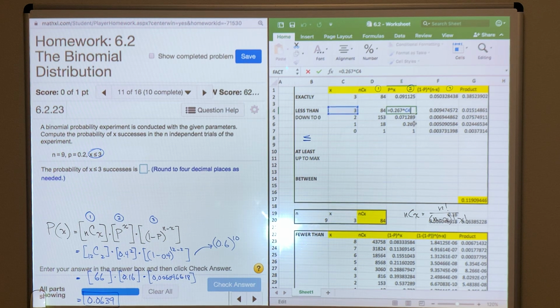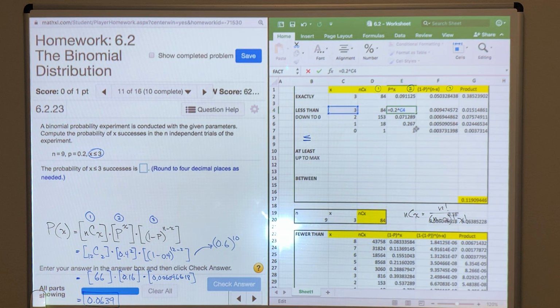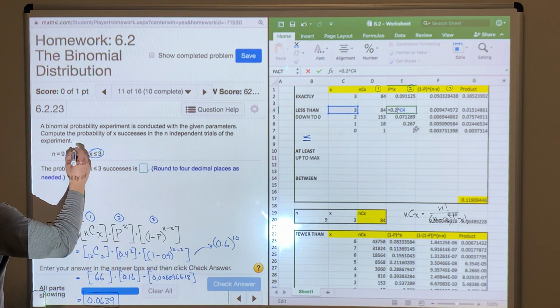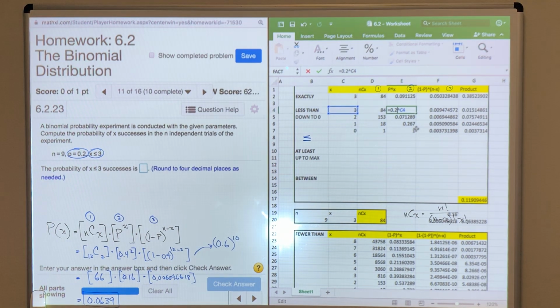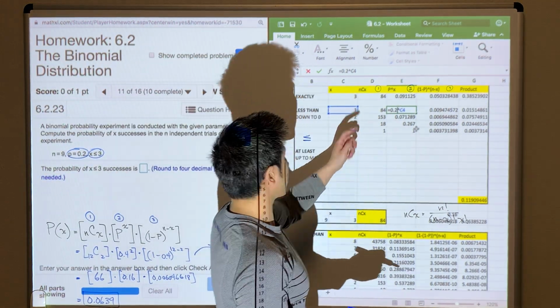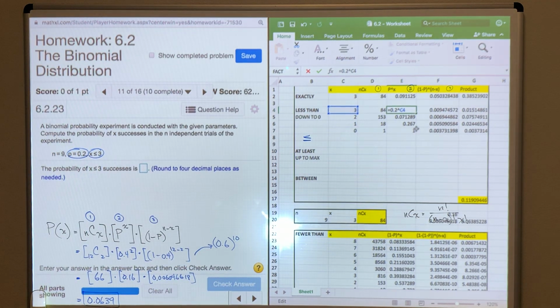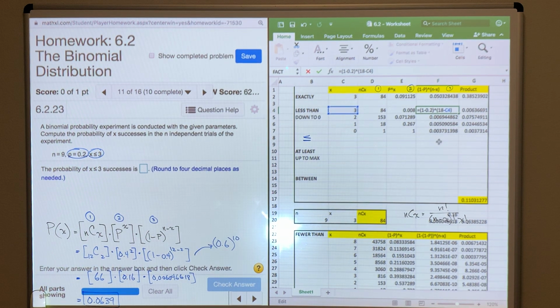Now, let's calculate the p to the power of x. What's my probability in this problem? My probability is 0.2. Yours is probably different. So note that my probability is 0.2, so 0.2 to the power of whatever my x value is. All right, let's go to the next one. 1 minus my probability, well, recall that my probability is 0.2, to the power of my n minus x. What's my n in my problem? My n is 9.